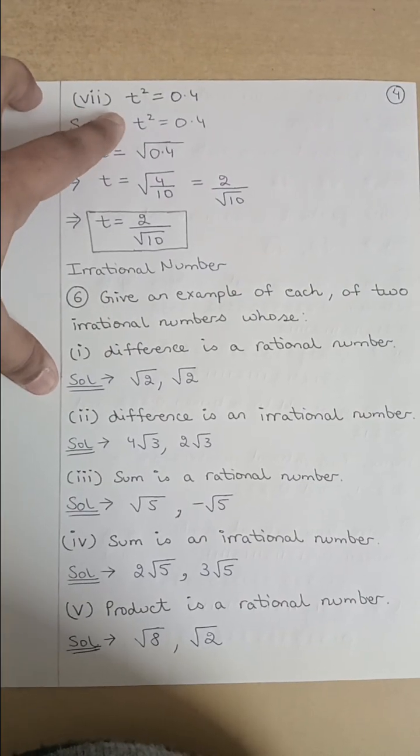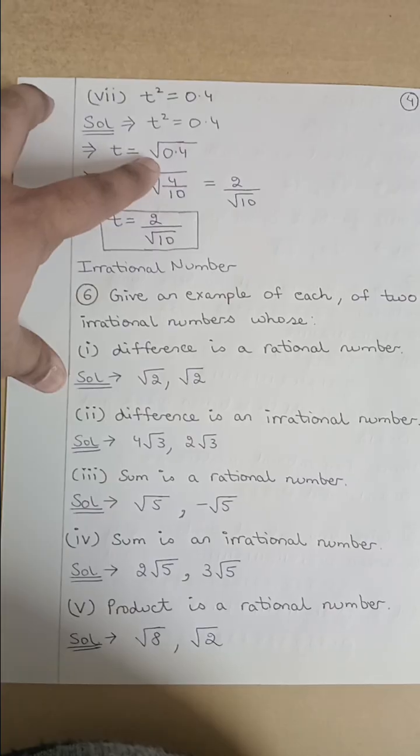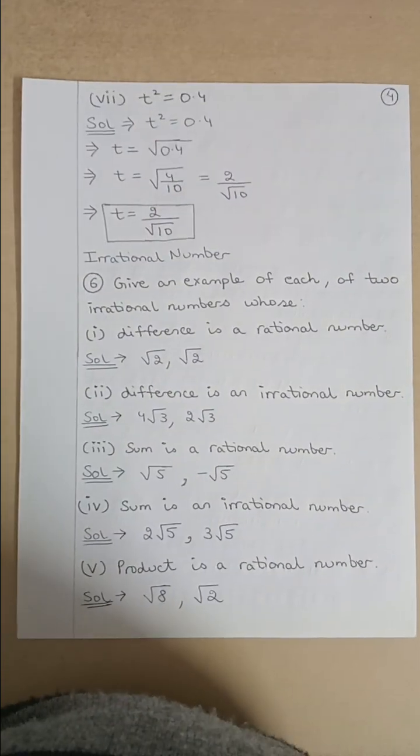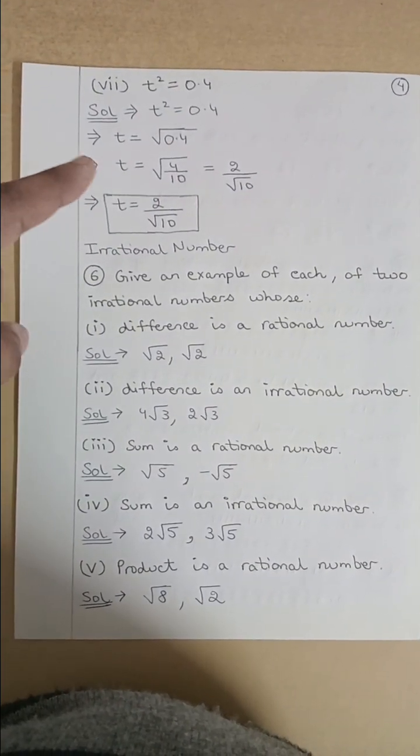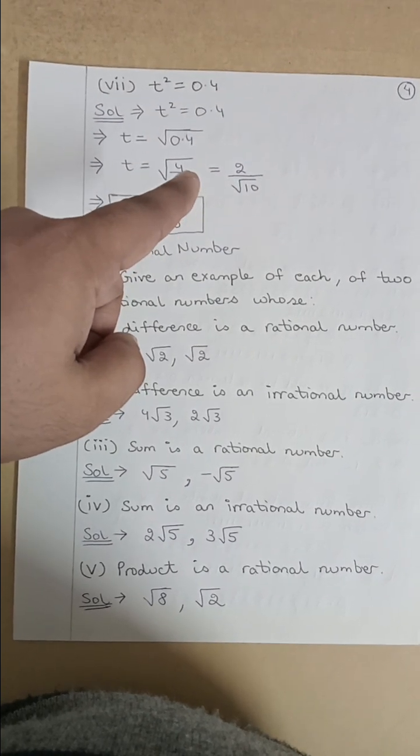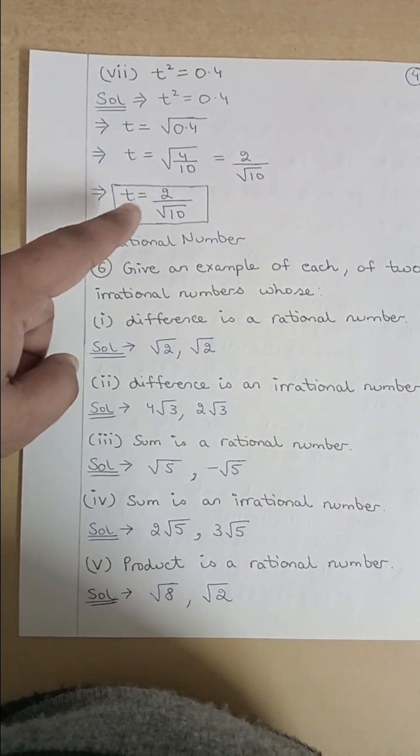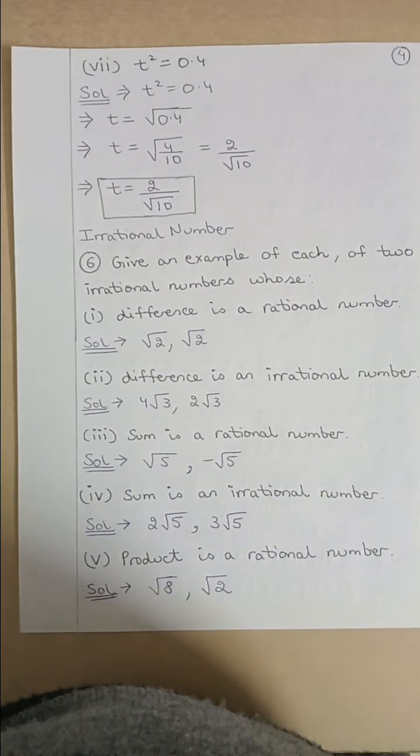Seventh, t square is equal to 0.4. So t becomes root 0.4, which is root 4 by 10. Root 4 is equal to 2 and root 10 stays root 10. So t is equal to 2 by root 10, hence a rational number.